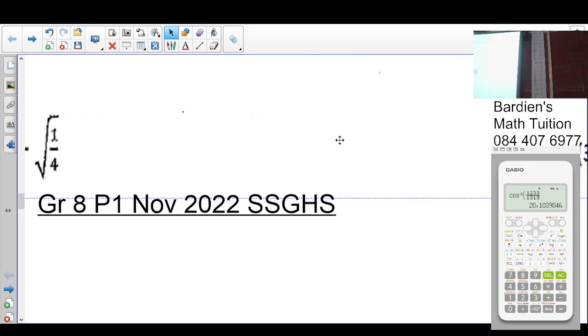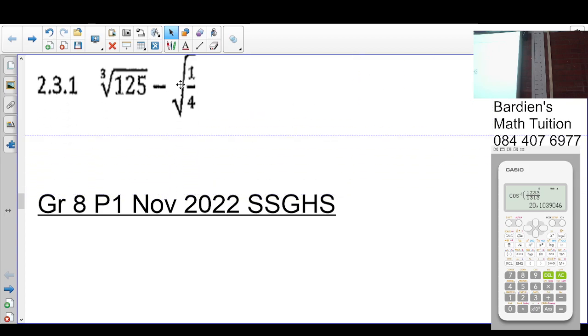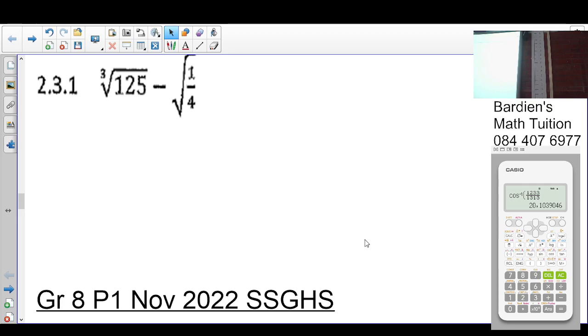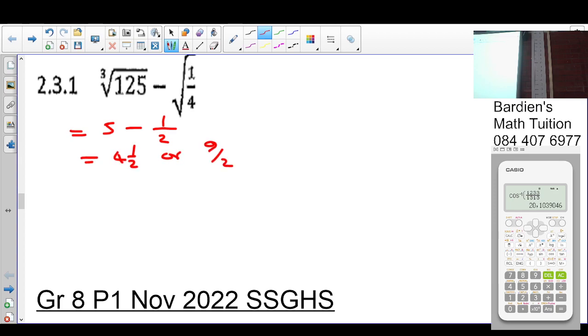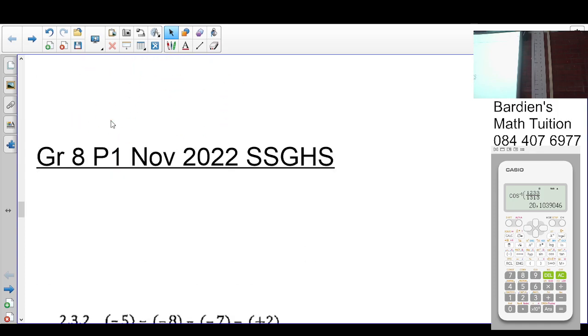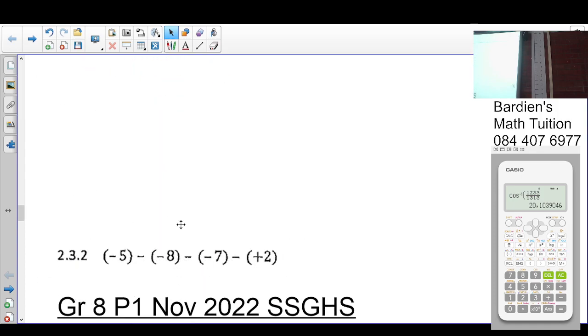Right, let's look at the next one. 2.3.1. What's the cube root of 125? 5. Cube root of 125 is 5. So it's going to be 5 minus the square root of 1, which is 1, square root of 4 is 2. That will simply be 4.5 or 9 over 2 or 4.5. Okay, you all agree with that? Right, let's look at the next one. The 3 marks.